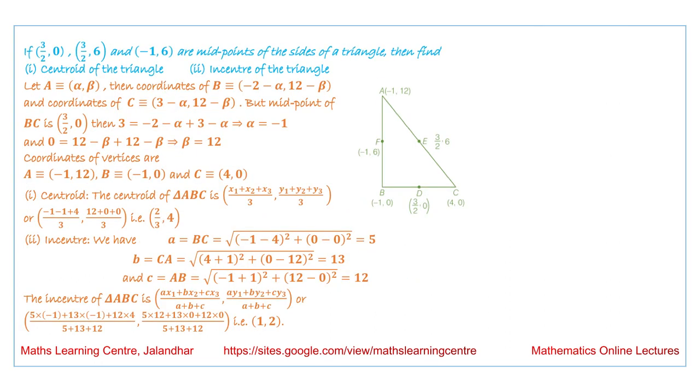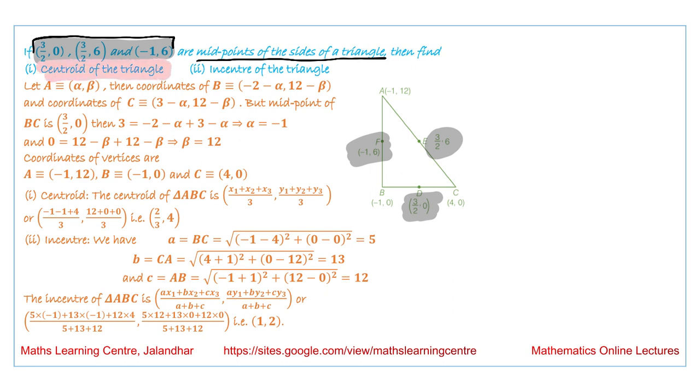Now the next question we have is, if these are the coordinates of the midpoints of the sides of a triangle. So this point is (3 by 2, 6), this point D is (3 by 2, 0), and this point F is (minus 1, 6). These are the three coordinates given to us, and these are the midpoints of the three sides. Then we have to find the centroid of the triangle and the incenter of the triangle.